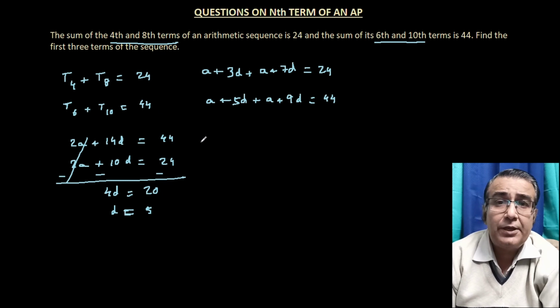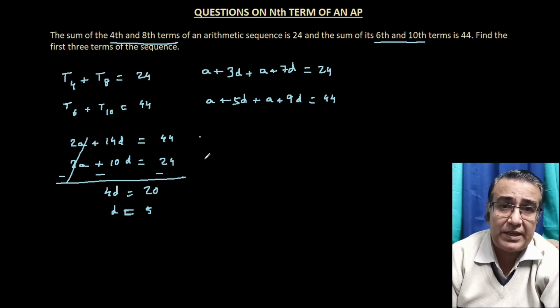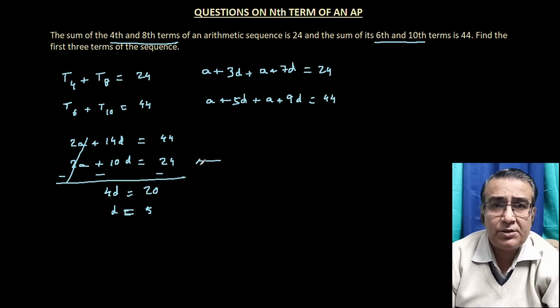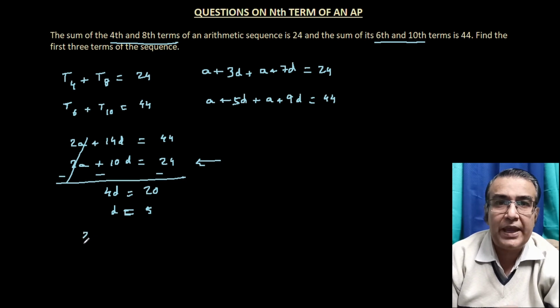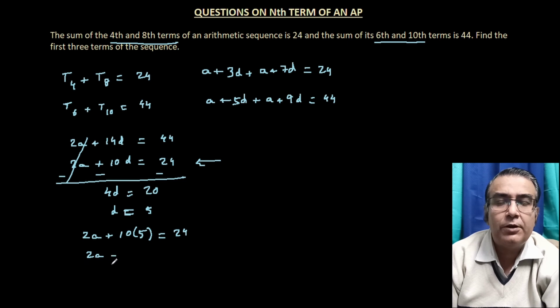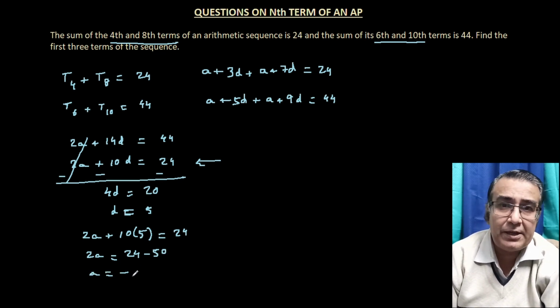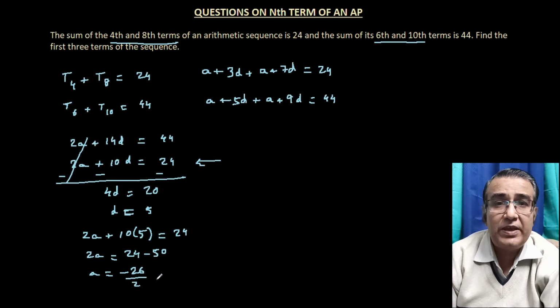Now once we have got the value of D, we can substitute it back into any of the equations above and find out the value of A. So let me take the second equation in which the numbers are smaller. So 2A plus 10D is equal to 24. So that becomes 2A plus 10 times 5, because D is 5, is equal to 24. We'll take 50 to the other side, so that gives us 2A is equal to 24 minus 50, which gives us negative 26, and dividing both sides of the equation by 2, we get that A is equal to negative 13.